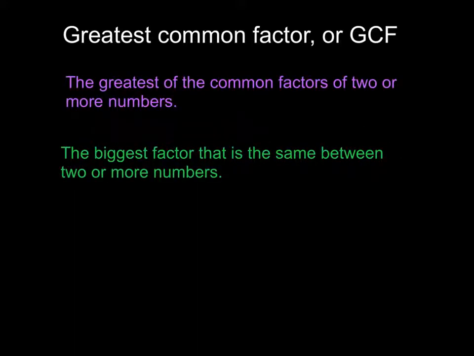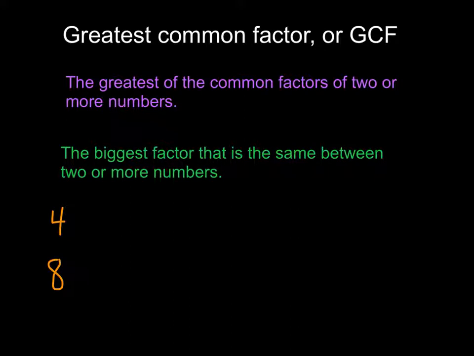Today we're going to be taking a look at what's called the greatest common factor, or sometimes you'll see it abbreviated as GCF. Now if you look up greatest common factor in the glossary in the back of the book, it says the greatest of the common factors of two or more numbers. Another way to look at that is this. It's the biggest factor that's the same between two or more numbers. So let's see what that means here.